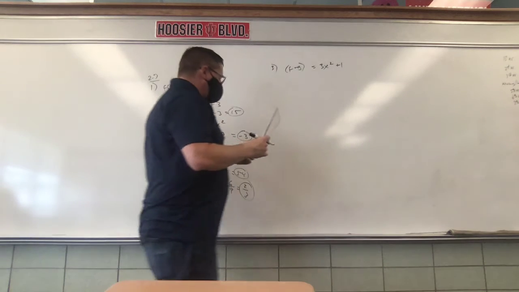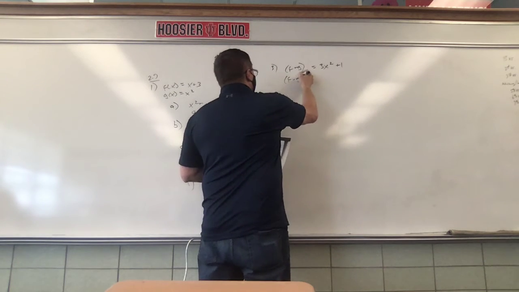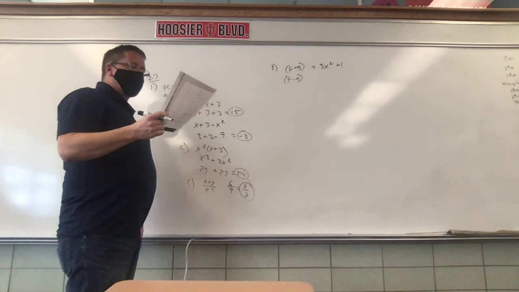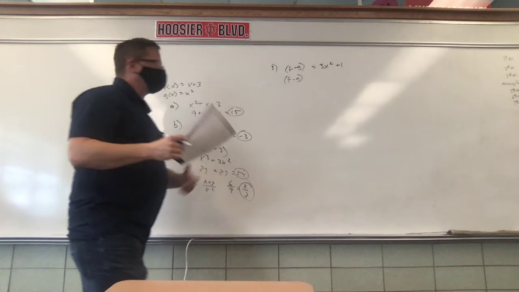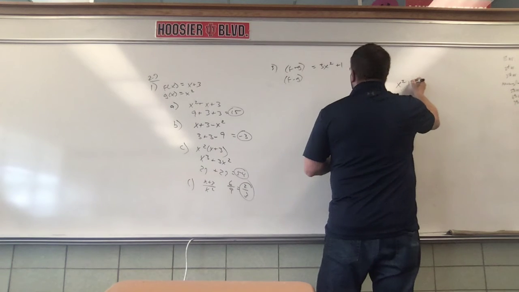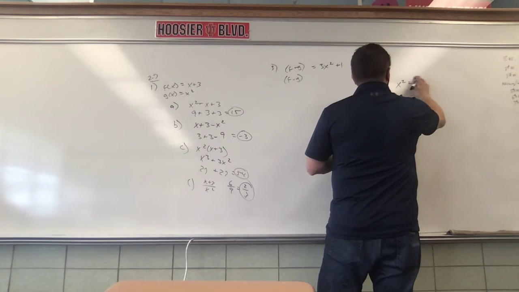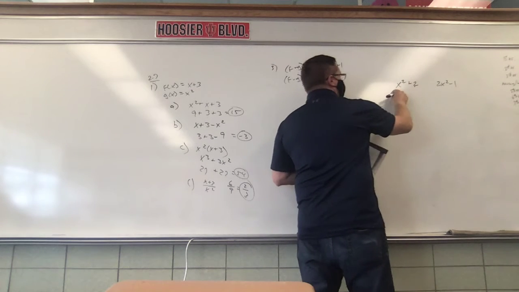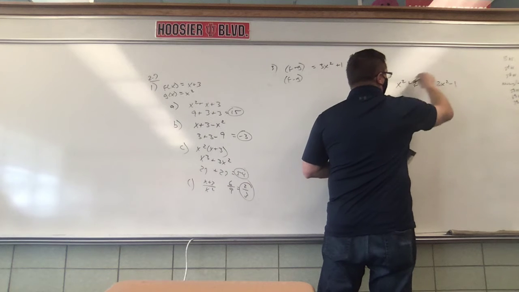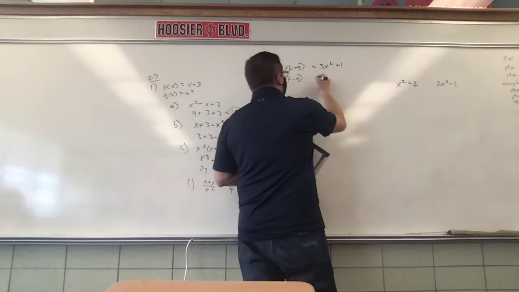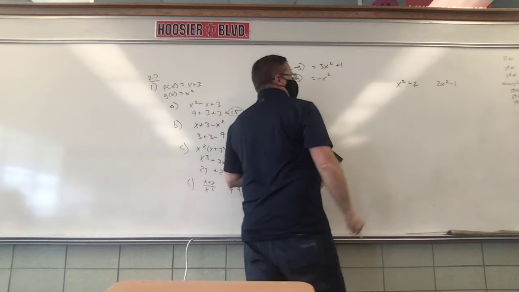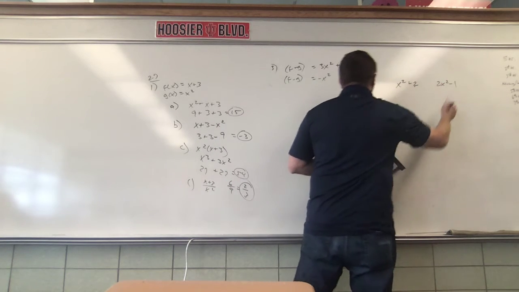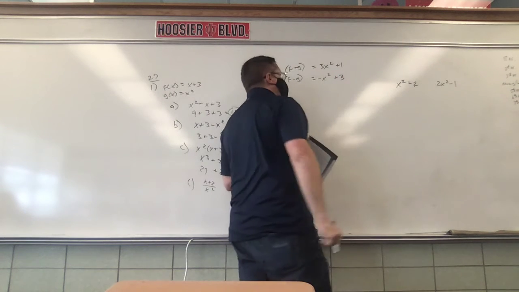Okay, f minus g. This is a little bit tricky. I'm going to write this out over here, though you don't necessarily have to: x squared plus 2, and 2x squared minus 1. If I take the f function minus the g function, 1x squared minus 2x squared is negative 1x squared. And I'm going to take 2 and subtract minus 1. 2 minus minus 1 is 2 plus 1, which is 3. Okay?